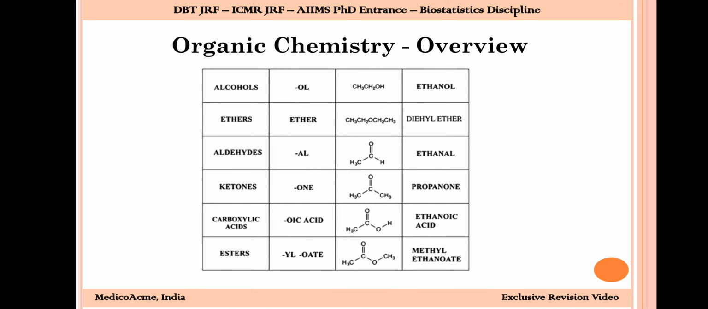So please remember it. Guys, organic chemistry is very difficult to handle in one class, so please remember the R groups. In alcohols, the suffix is -ol; ethers, ether; aldehydes, -al in the name. You can see ethanol, diethyl ether, ethanal, propanone for ketones, and -oic acid for carboxylic acids, and for esters, -oate.